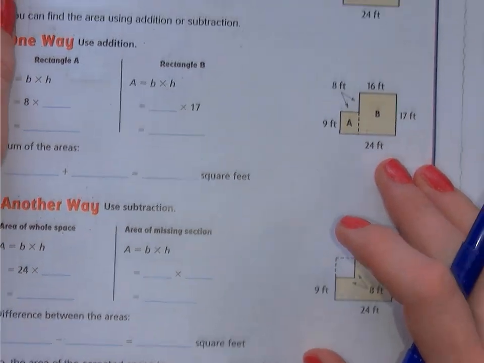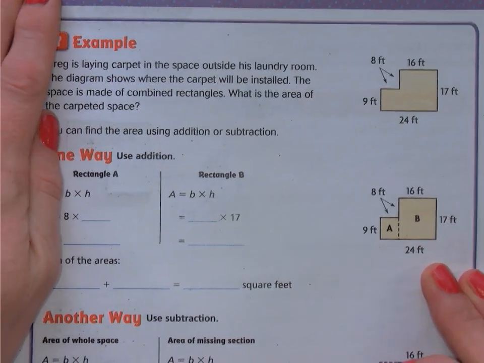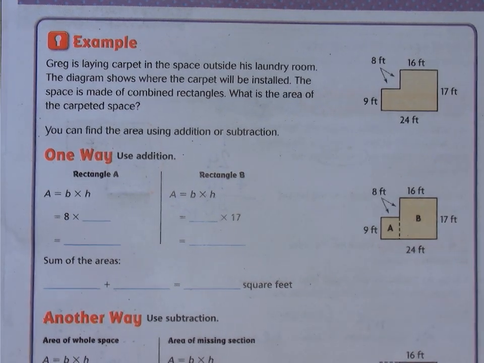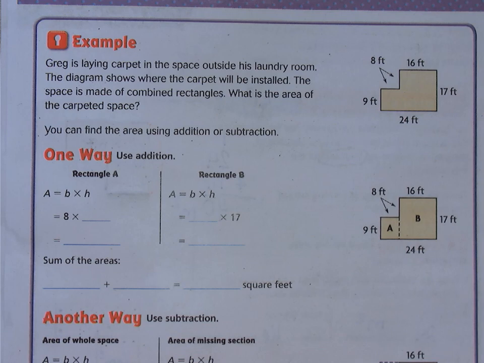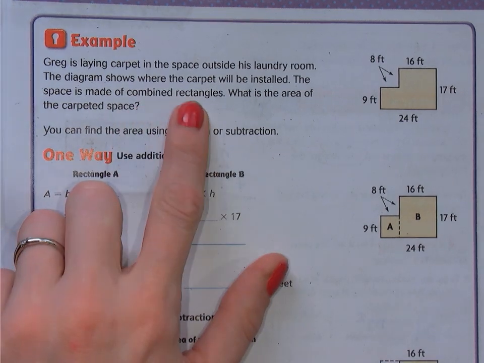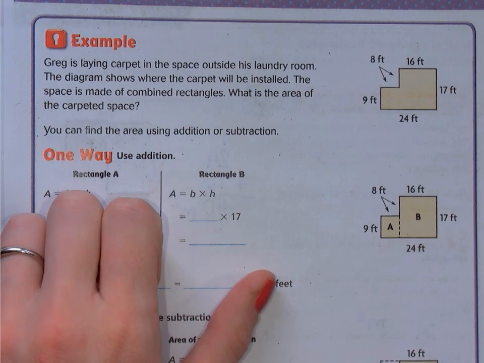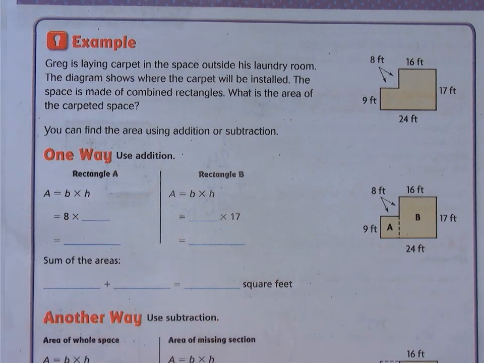Okay, Greg is laying carpet. Remember we talked about flooring is a clue word for them using area. Laying carpet in the space outside his laundry room. The diagram shows where the carpet will be installed. The space is made of combined rectangles. What is the area of the carpeted space? Okay, I'm going to be sure you guys are using a pencil. I'm going to pull out my trusty pencil over here.